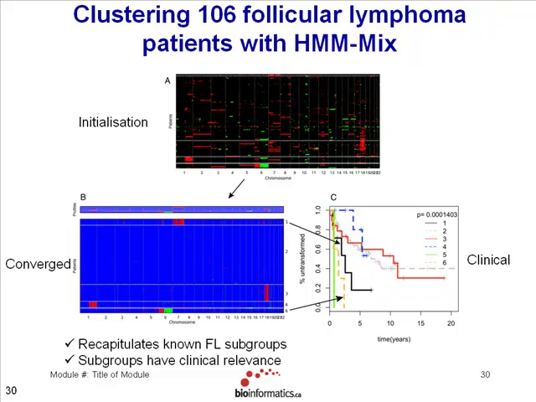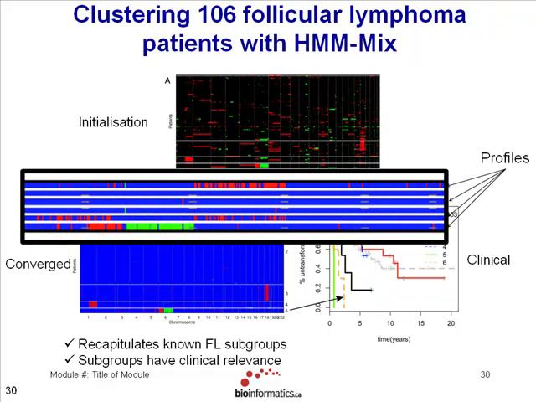For these cases that had aberrations in chromosome six and seven, there was a much quicker time to transformation to DLBCL than the other groups. Again, this is suggestive, but it's a relatively small cohort, but at least it suggests that there is some association. And without clustering the data, we may not have seen this in the first place.